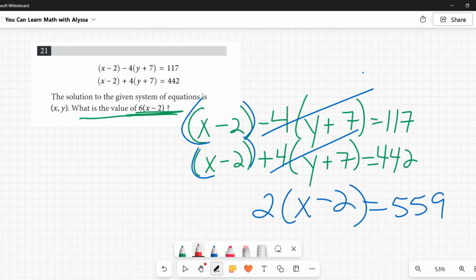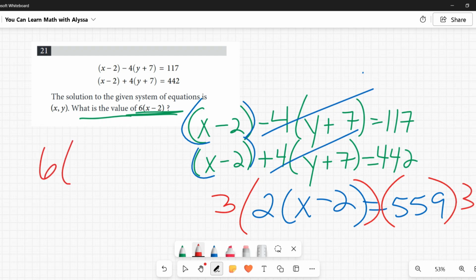To make 2 x minus 2's become 6 x minus 2's, I'm going to multiply by 3, but I need to do that to both sides. So on the left, I will have 6 times x minus 2, and on the right is 559 times 3, which is 1,677. And there's my answer, 1,677. I don't have to solve for x. I just had to solve for 6 times x minus 2.